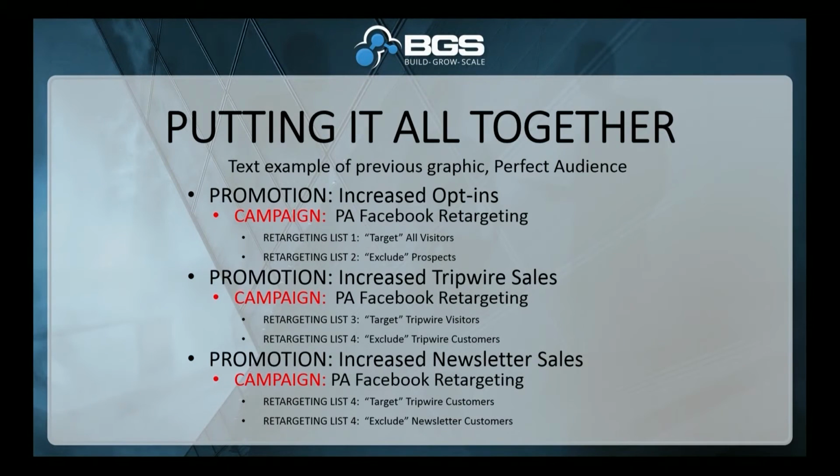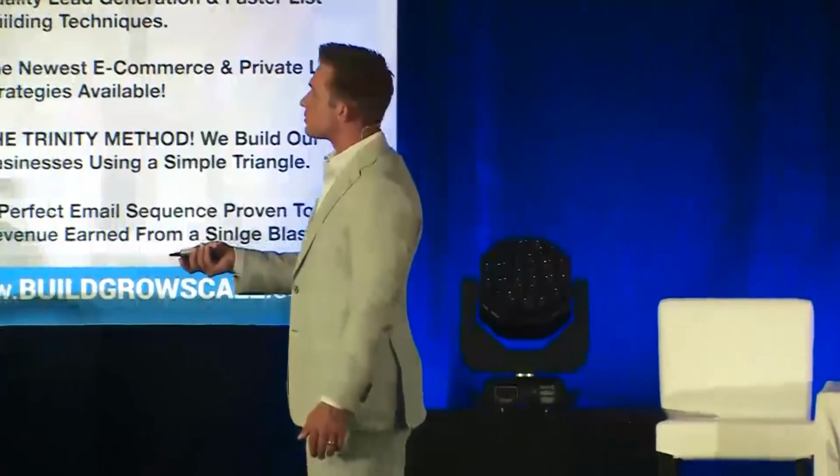So we increase the number of people who opt in. We're using Perfect Audience Facebook retargeting. We have 2 retargeting lists. 1 is target all visitors. 2 is exclude the prospect. So once they opt in, they're no longer gonna see the ad for the opt-in page, right? Making sense so far? Same thing, increase tripwire. They're gonna have a thing that says, hey, you landed on the tripwire page, but you didn't buy. Okay, so it's 2 lists, one's being targeted and one's being excluded. And you do that all the way through the sequence.